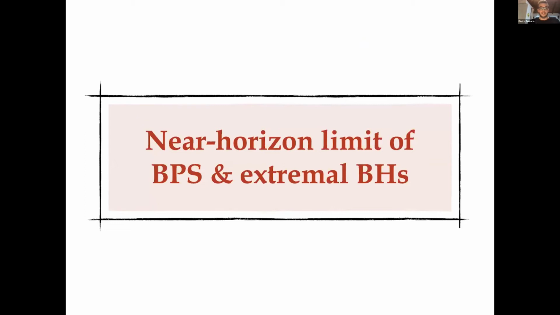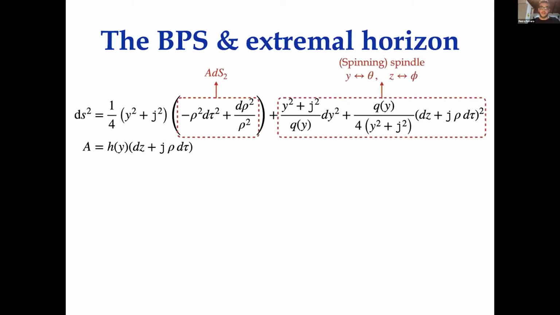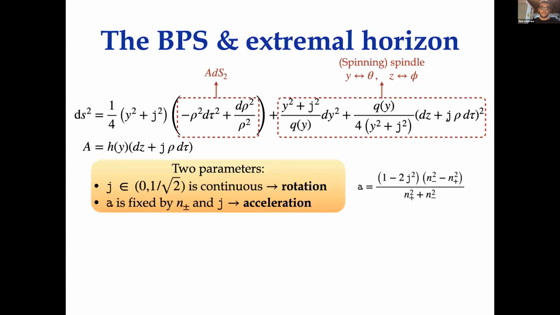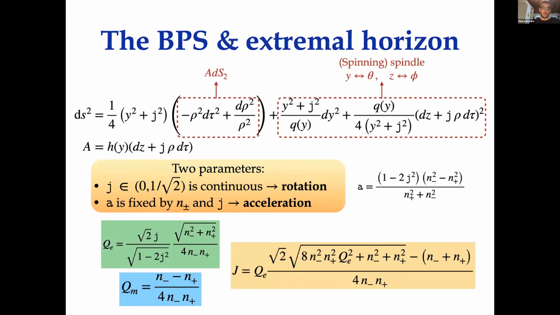In the supersymmetric and extremal case, the metric is the following, and importantly, it has an AdS2 factor, and here we can see these 2 directions, y and z, which parameterize a spindle. The metric depends on 2 parameters, sorry. The first, j, which appears here, is continuous and is related to rotation, while the second, which is hidden in the functions q and h, is fixed, as you can see here, by n plus minus and j, and is related to acceleration. This solution still has electric charge, magnetic charge, and angular momentum, which is related to electric charge by the BPS equations.